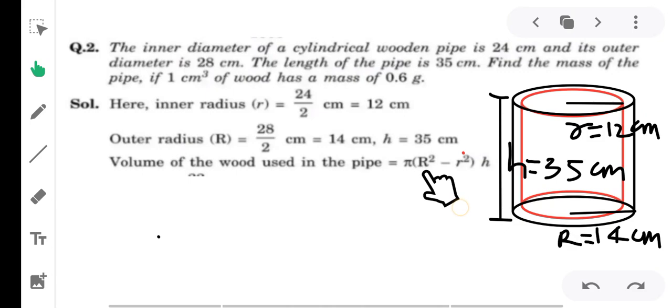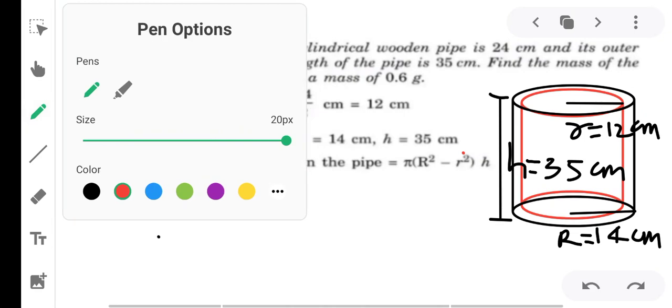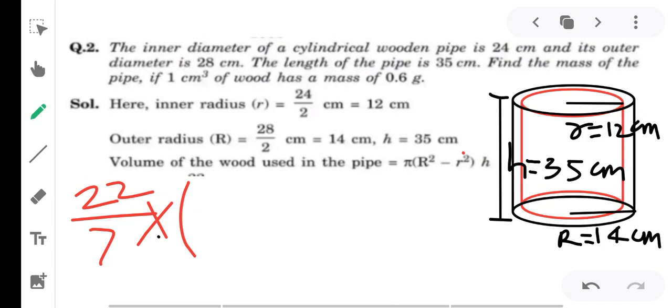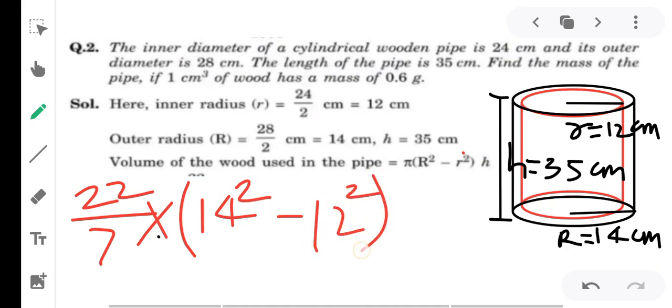So for that we can put the formula, because here we have the two radii, inner and the outer. So in this formula, pi (capital R square minus small r square) into h, यहाँ पर हम ये फॉर्मूला लगाएंगे. तो इस फॉर्मूले में क्या होगा, यहाँ पर you can see the value of pi, that is 22/7. यहाँ पर मैं डायरेक्टली वैल्यू पुट कर रहा हूँ, and here in the bracket you can see capital R, that is 14 centimeter, so I can write 14 square minus small r, that is 12 square, and the h is 35. So you need to calculate this value.